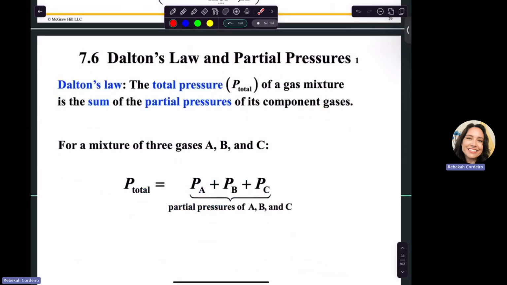Last little bit here, hang in there with me, is Dalton's law. So Dalton's law is really simple. It says total pressure is all the partial pressures of a mixture combined. So let's say we have a mixture of air. It has oxygen, it's got nitrogen, it's got argon. The total pressure of the air is the pressure of the oxygen and the pressure of the nitrogen and the pressure of the argon. This is very simple, right? The total is the sum of the parts. You know that's what a total means.